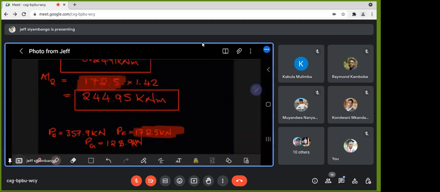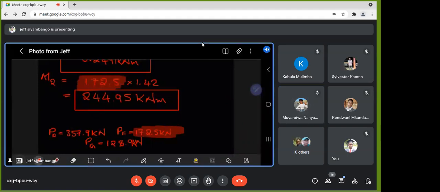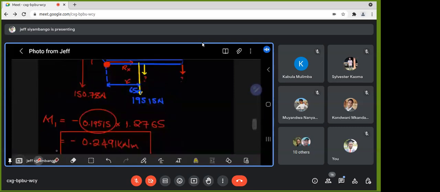You see that? Yes, but for the first moment. Yeah, so this is what I was saying. For the first moment, it was the weight. And the weight, I calculated it to be in newtons at first. So because this was in newtons, it was 195.15 newtons. I converted it to kilonewtons by dividing it by 1,000.